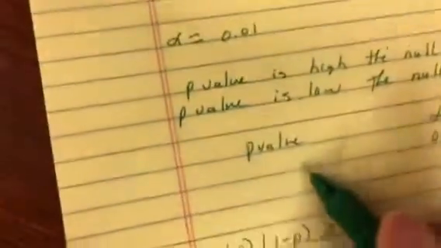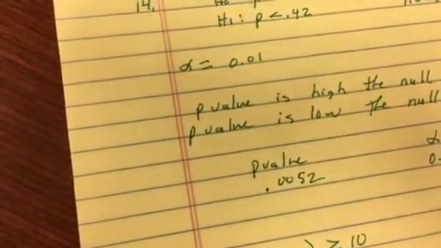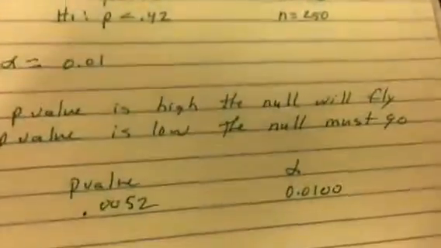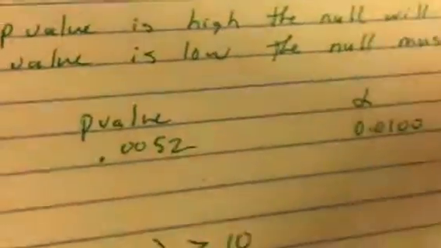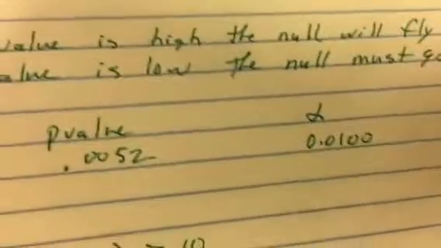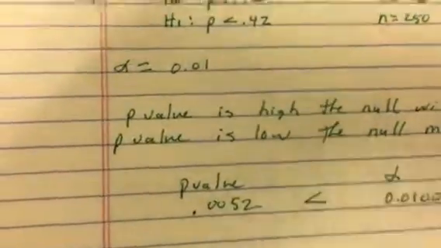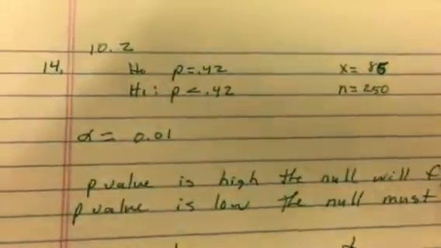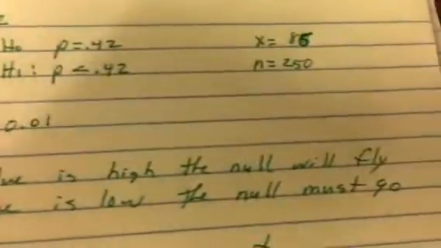I'm going to write this down. 0.0052. And my alpha, my level of significance is 0.01. So I'm comparing p-value to alpha. So notice p-value is less than alpha. P-value is low. So we're using this statement. P-value is low, the null must go.